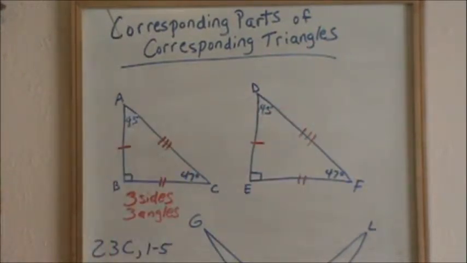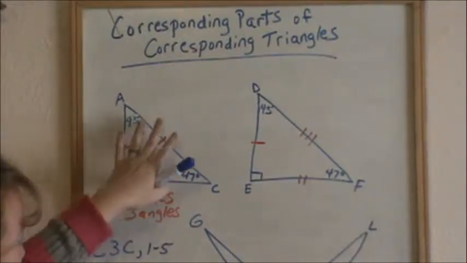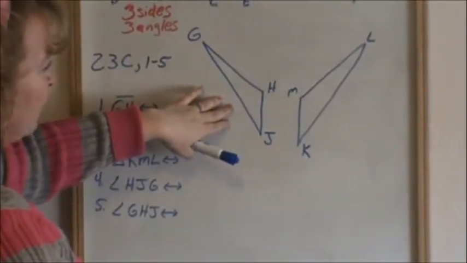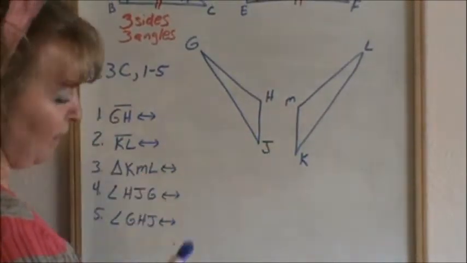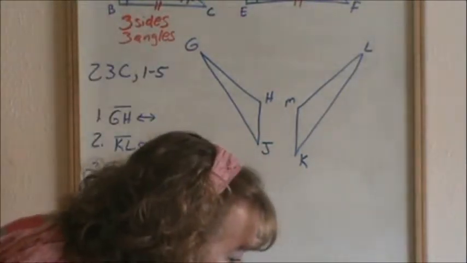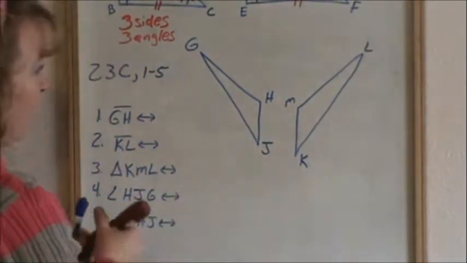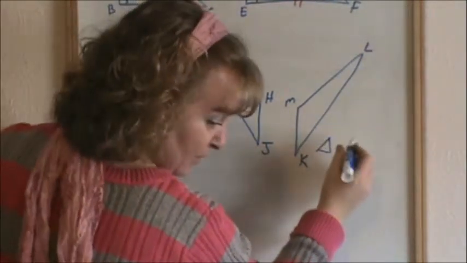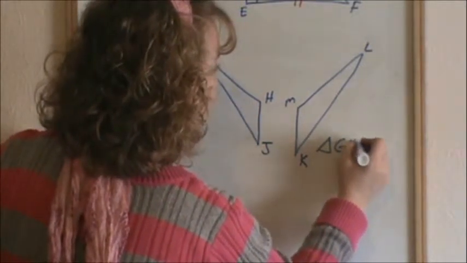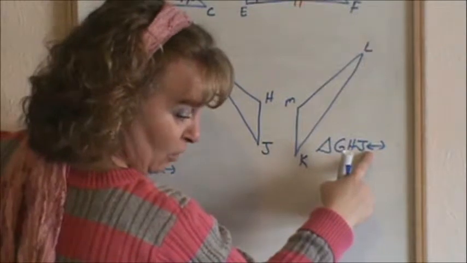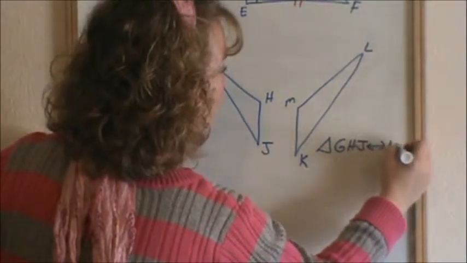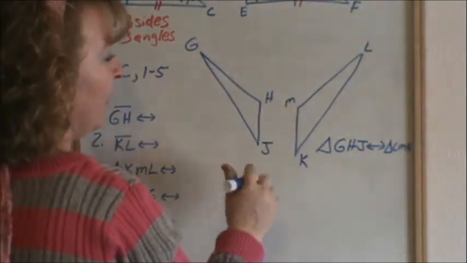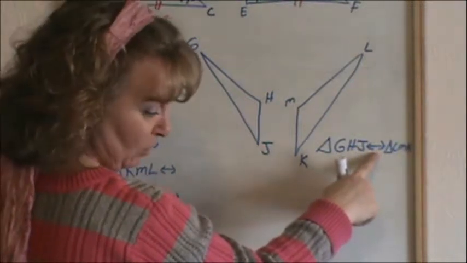So let's look at 23C 1 through 5. We have this triangle labeled GHJ and this triangle labeled MLK. So we are told that the 2 triangles do correspond. You're going to be given this information that triangle GHJ, this symbol right here means that they correspond. Basically telling you that they are congruent, that they correspond. You can take one and lay it on top of the other and match them up. So this symbol means corresponds.